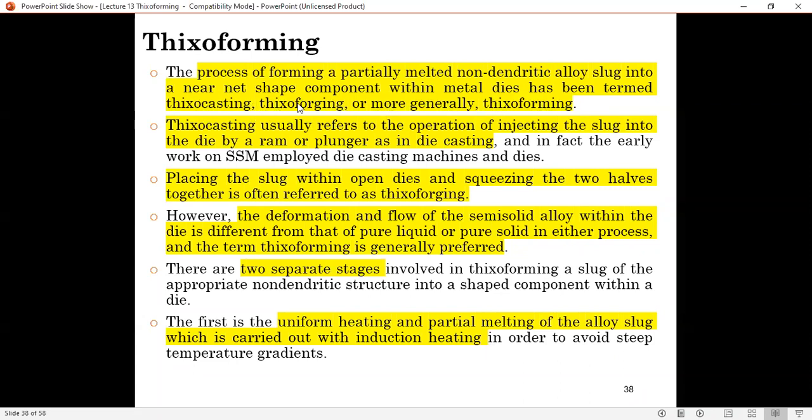The difference between the two: thixocasting is basically a casting operation where you inject the semi-liquid metal into closed dies. Thixoforging is basically you put it in between two forged molds and then you press it. Thixocasting really refers to the operation of injecting a slug into the die by a ram plunger in casting. Placing a slug within the open dies and squeezing the two halves is referred to as thixoforging. So this is the difference between casting, thixocasting, and thixoforging process. But both of them are called thixoforming process.